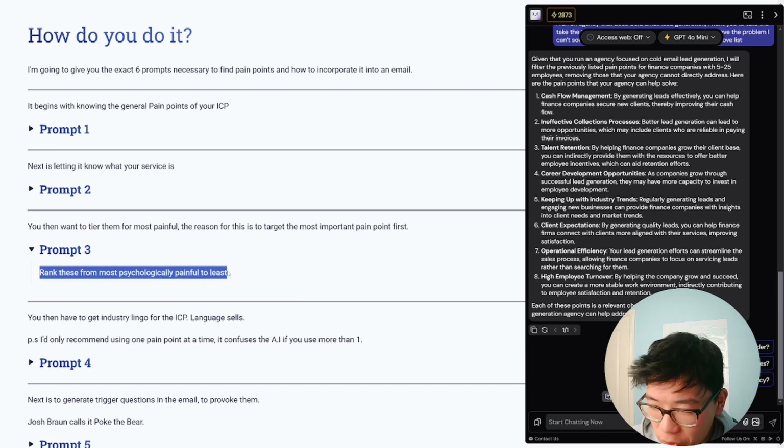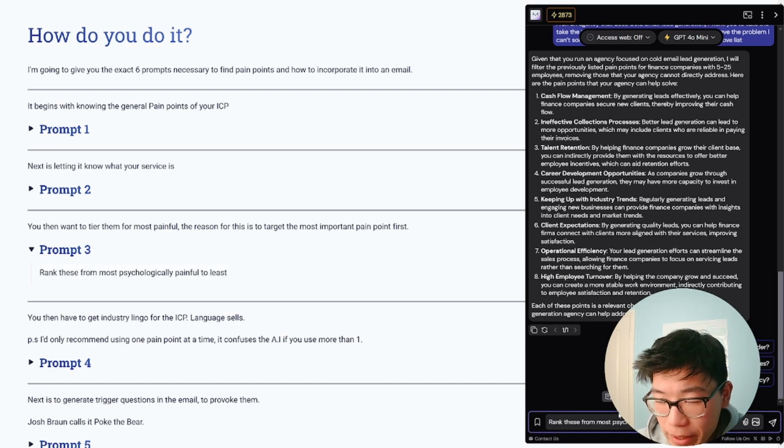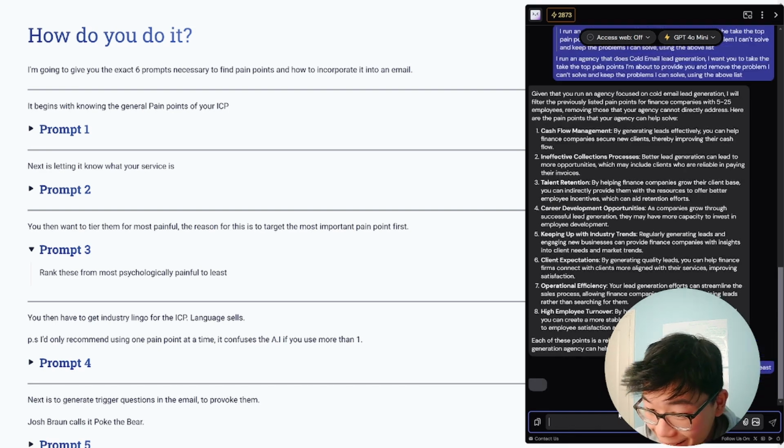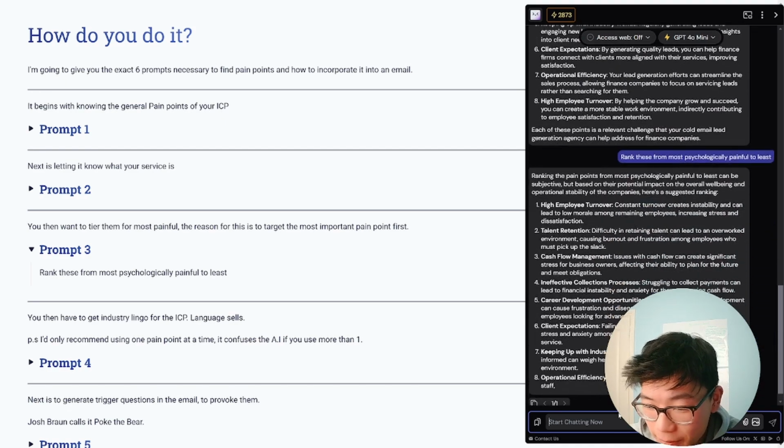And then what you want to do is rank it from psychologically most painful to least painful. This is very important because people respond to you via pain. They need to be in pain, and you need to be solving a problem. Charlie Morgan said that value is created when pain is alleviated. So if you can alleviate pain, then they'll respond to you. So rank these from most psychologically painful to least, and high employee turnover.